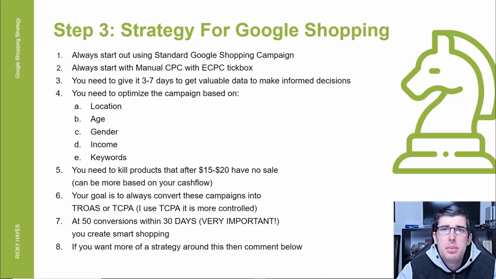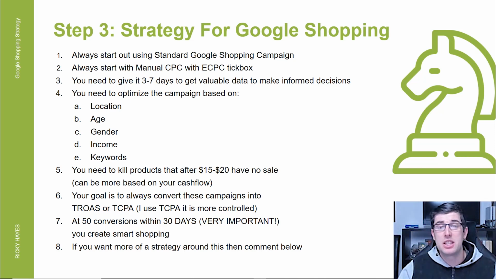Depending on your business, you might sell homes. You might be willing to spend $500 to get that sale before you're willing to kill it. Or you might be selling something that's $500 and you're willing to spend $200 to get a sale. It's dynamic. It's important you understand the metrics of your business.